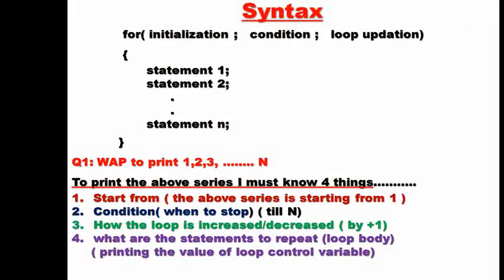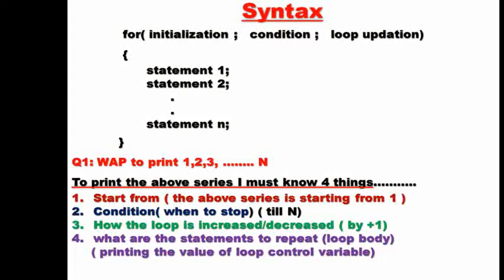Now on the screen you will find the syntax of for loop. For, round bracket open, initialization, semicolon, condition, semicolon, loop updation, round bracket close, and then braces open and braces close, inside which you have the loop body. Loop body is nothing but a group of Java statements, or it can be a single statement also.